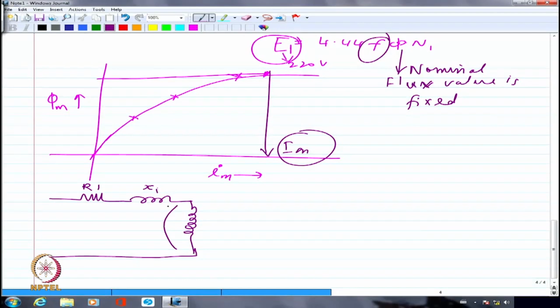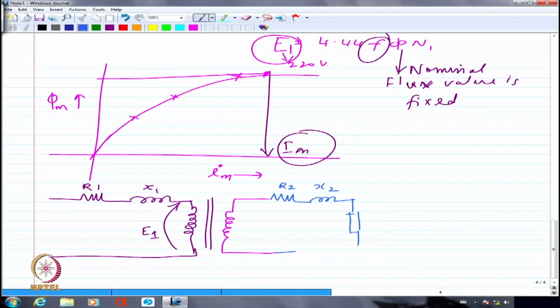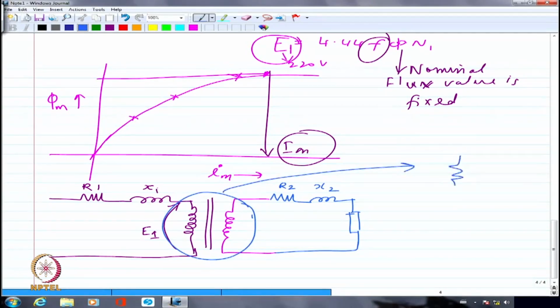Now what is available here is E1. Right? Now there is iron core here, and then I am going to have the secondary winding here. Now I am going to have secondary winding resistance, secondary winding leakage reactance, right? That is X2, and then here is the load. Now this portion I am going to represent by what we drew as the equivalent circuit of our ferromagnetic core.